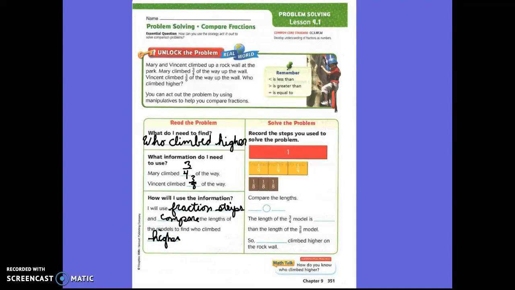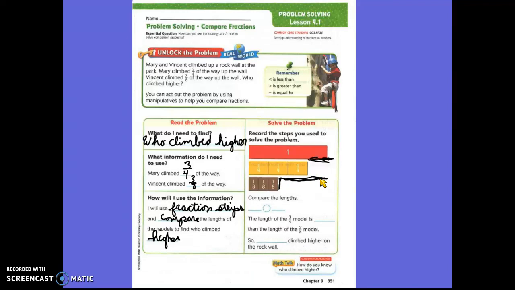Okay, so we have the one whole strip for the whole way up the rock wall. Mary climbed 3/4, so we put 3 out of the 4 fraction strips down right beside the 1. That's how far Mary went. Mary didn't go the whole way. She still had some more to go, but she went up at least 3/4. Vincent went up 3/8, which he didn't go the whole way either. He barely went up there, but he didn't even go halfway yet.